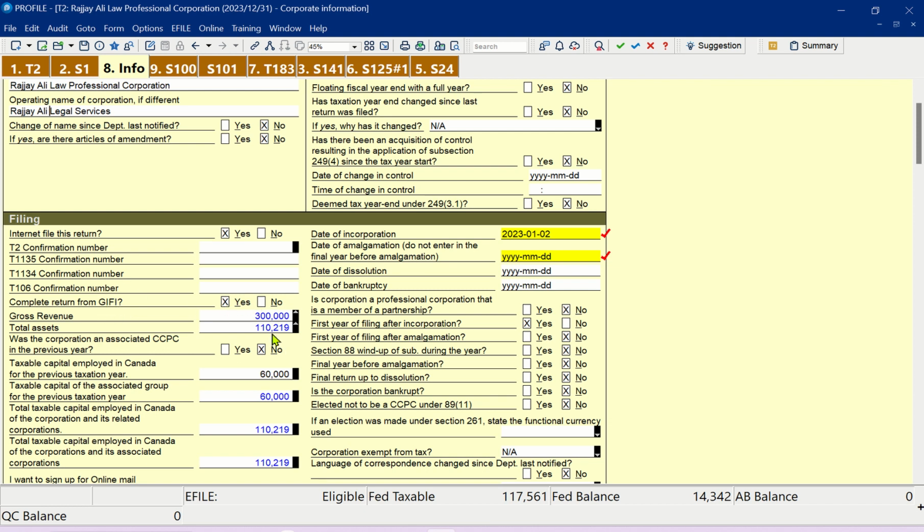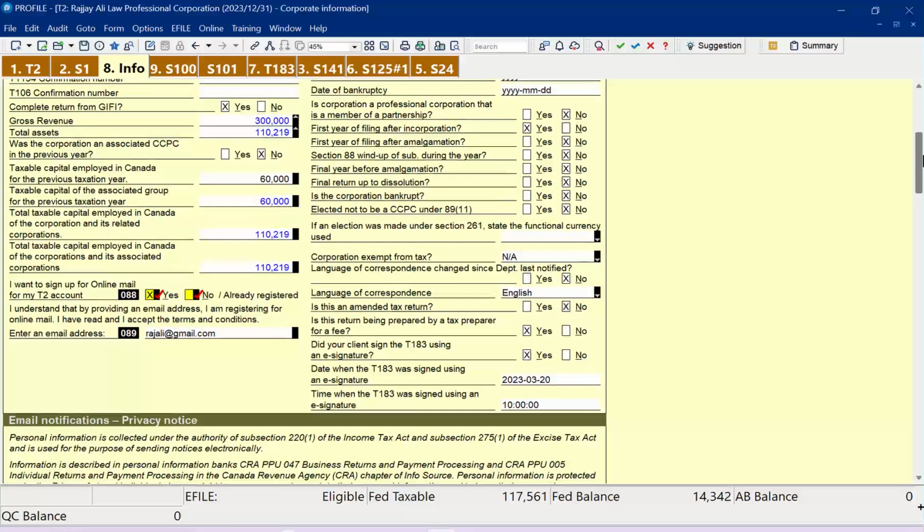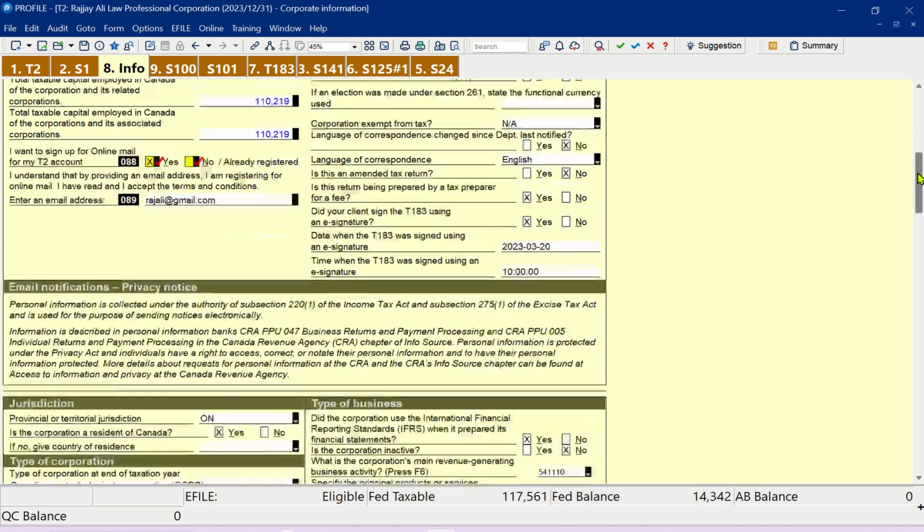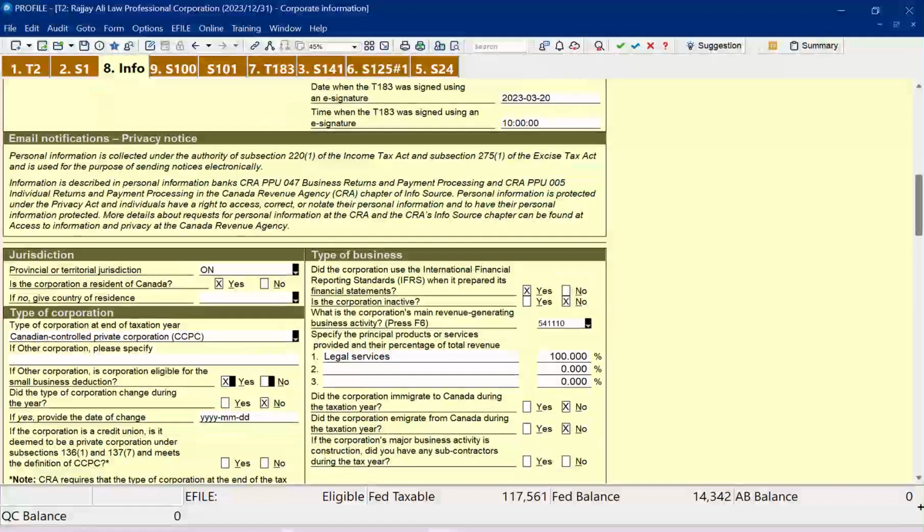The gross revenue and the assets are shown here, and all the details. I'll show where this number came from, so you would know. Then I had them sign the T183. I'll show this to you later on. These are basic formalities. You do need to tick those boxes. If you don't, then you might not be able to e-file, or your tax return will have errors and omissions.